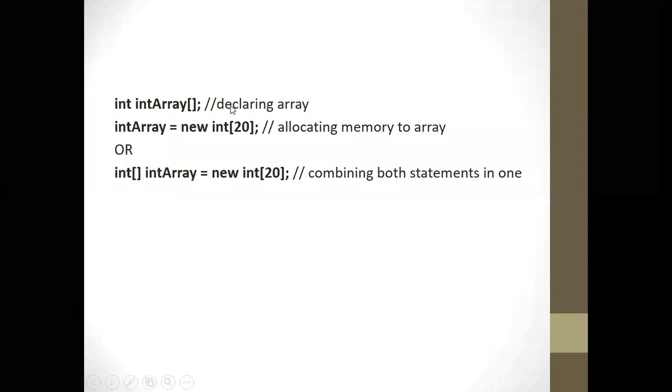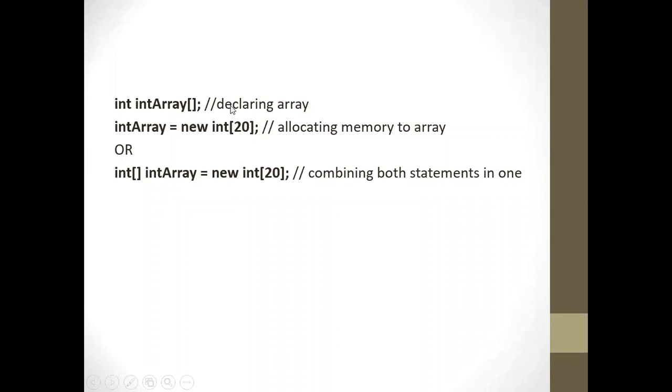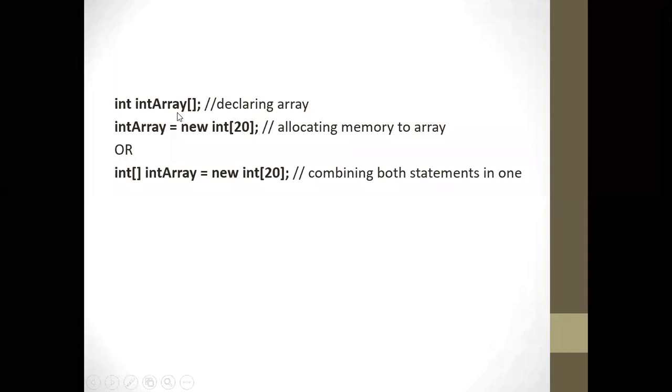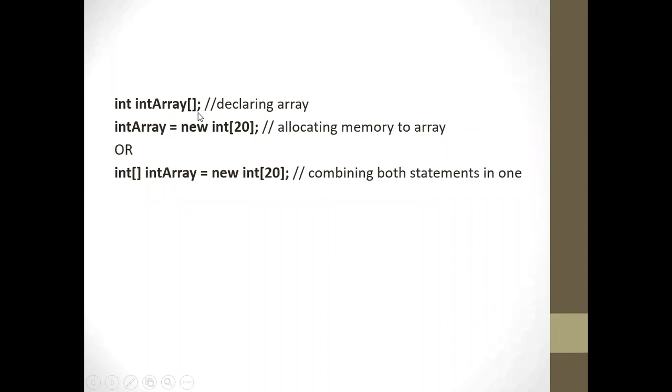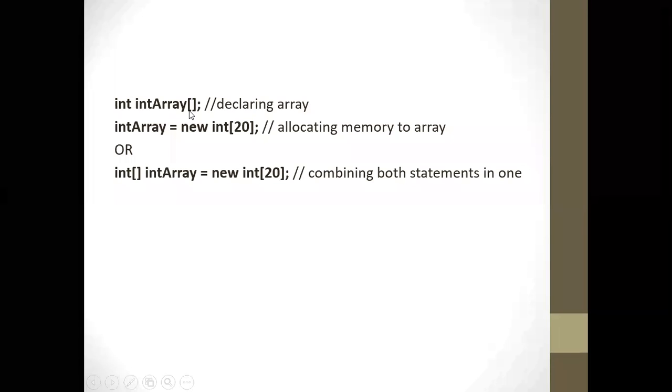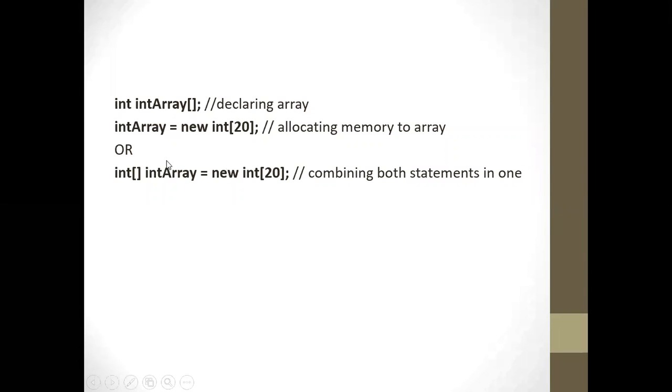Okay, so I think this is clear to you. It must be clear in your mind that int is the type, this is your array name and this is your size. These brackets just depict that this is not a normal variable, this is an array variable. When you need to allocate memory, you require the new operator, plus you have to mention the size of that particular array. Clear?